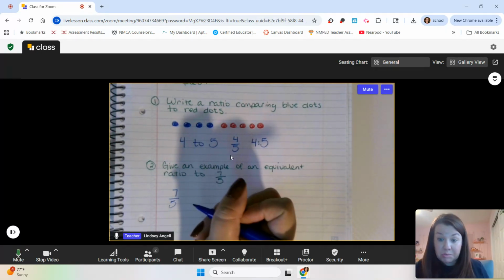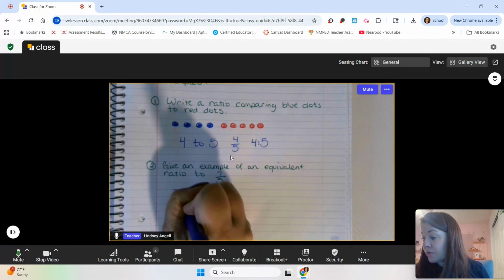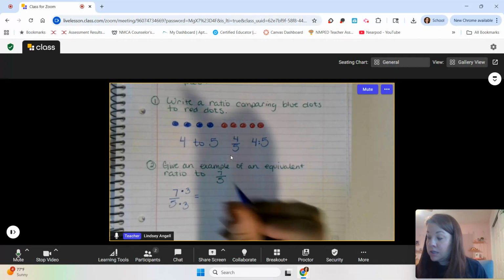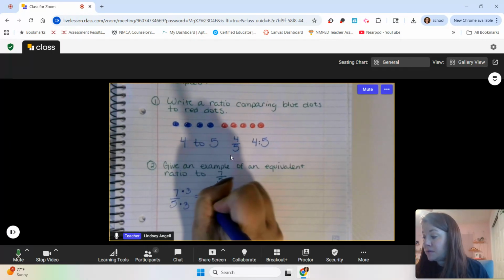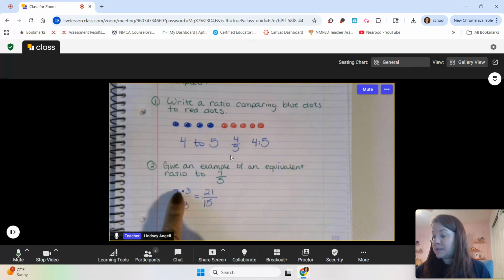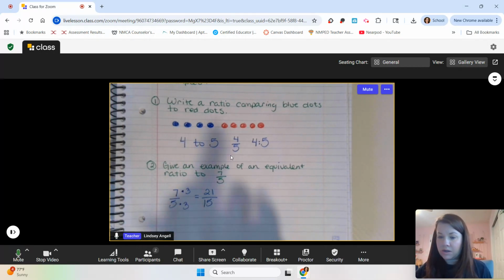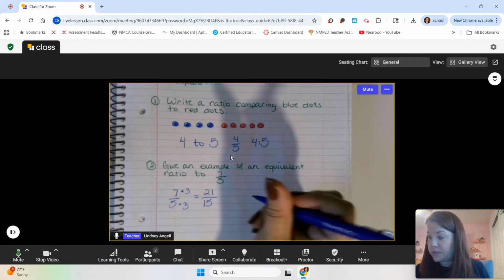So I'm just going to make something up. I'm going to say I'm going to multiply both of these by 3. Because I'm doing the same thing to my numerator and my denominator, I'm keeping it balanced, I'm keeping it equivalent. Well, 7 times 3 is 21. 5 times 3 is 15. So the ratio 7 to 5 is equivalent to the ratio of 21 to 15. Okay, I could have multiplied by 2, I could have multiplied by 100. It doesn't matter. As long as I'm doing the same thing to both, then I'm creating equivalency.